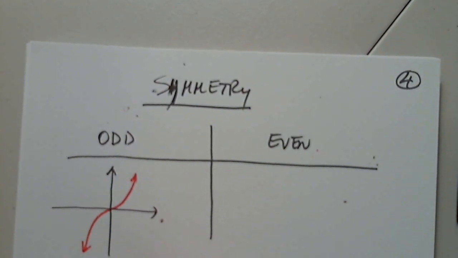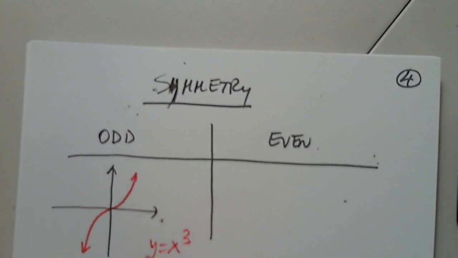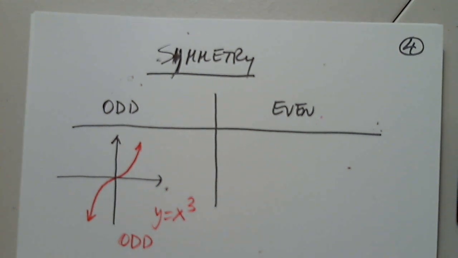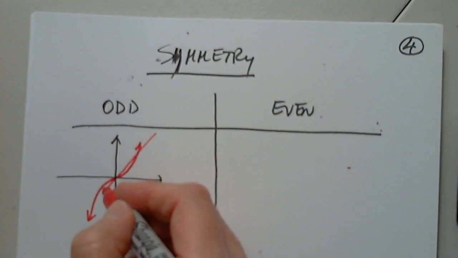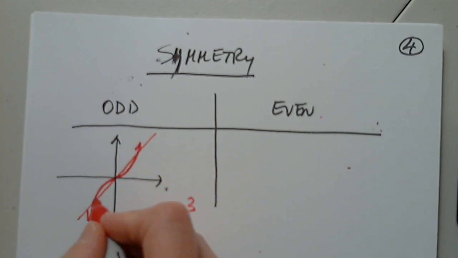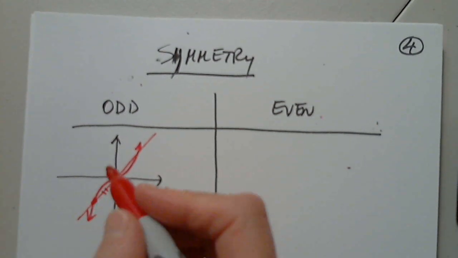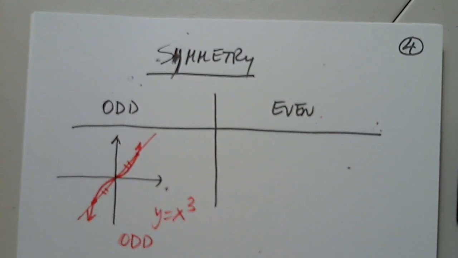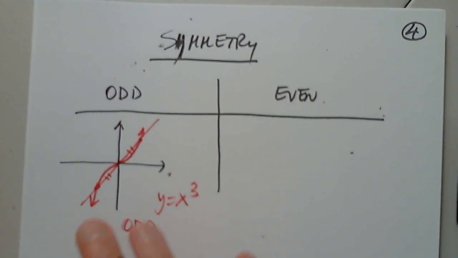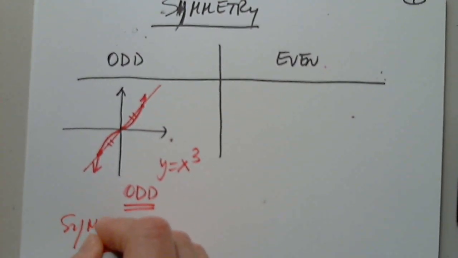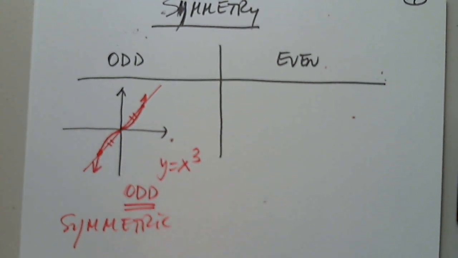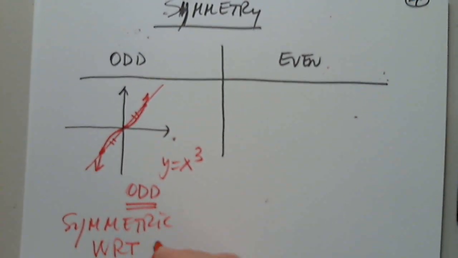This is an odd function, like y equals x cubed. It's symmetric with respect to the origin. So if I draw a line through the origin, this piece equals this piece. If that happens, the function is odd, and it's symmetric with respect to the origin.